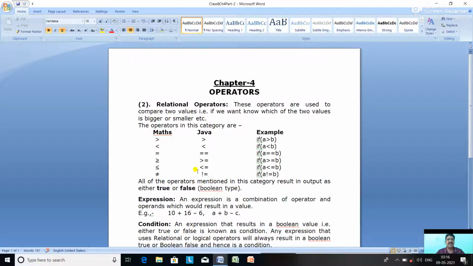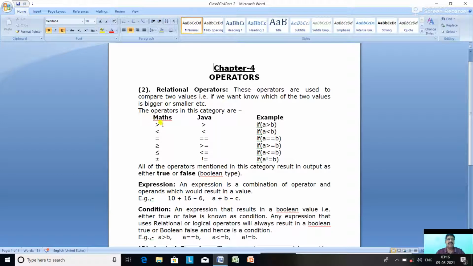Now, what are the relational operators? These operators are used to compare two values. That is, if you want to know which of two values is bigger or smaller. Like A greater than B: whether A is greater or B is greater, the condition is true or false. So relational operators are used to compare two values and they give the answer in Boolean type, that is true or false.